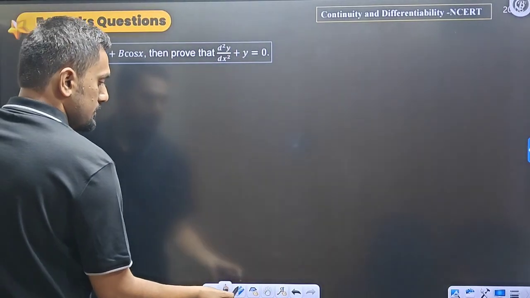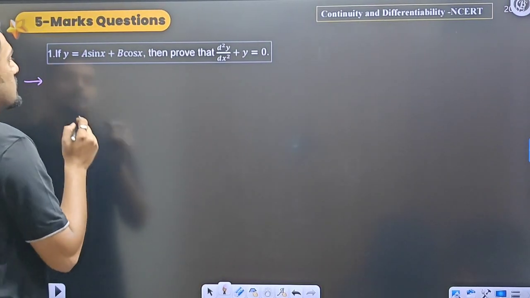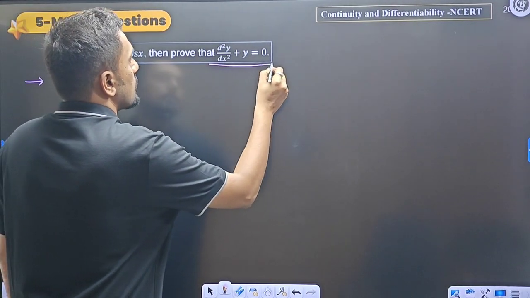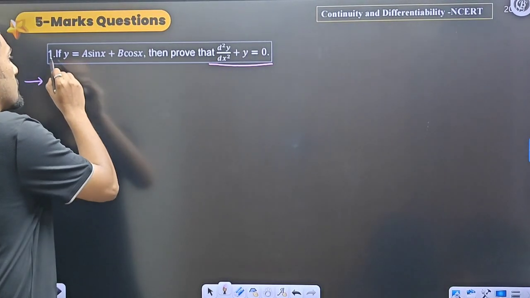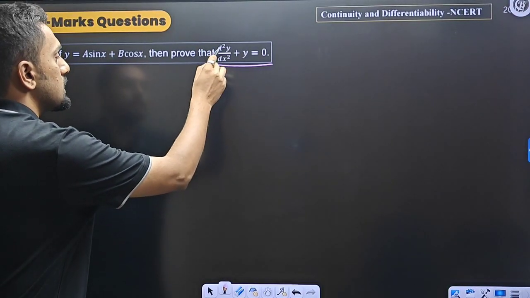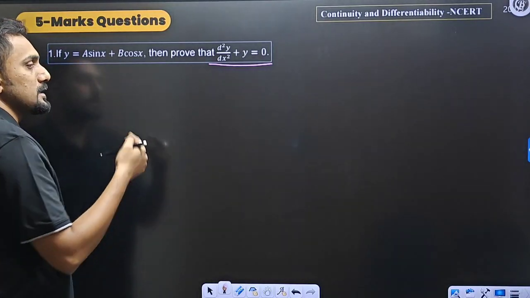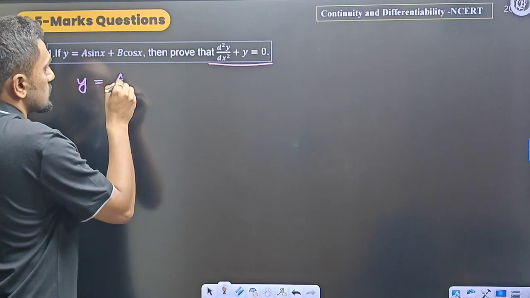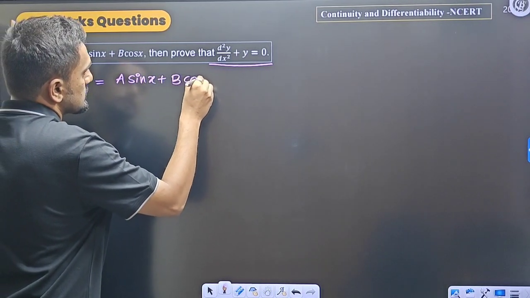The question says that if y is equals to a sin x plus b cos x, then I need to prove d square y by dx square plus y is equals to 0. Means I need to differentiate this function twice. So let me consider the given equation, that is y is equals to a sin x plus b cos x.